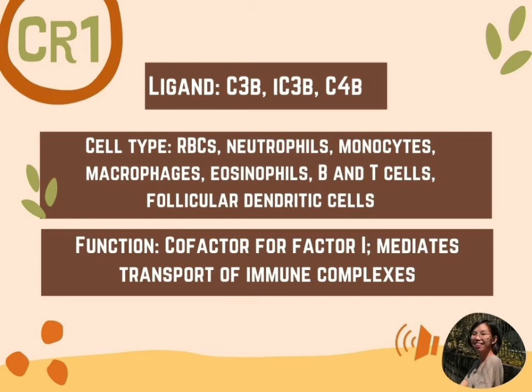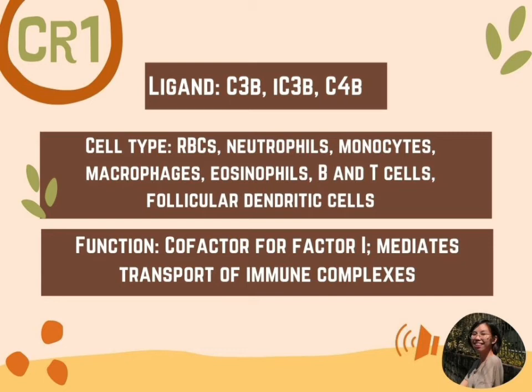So it binds C3b and C4b but has the greatest affinity for C3b. Once bound to CR1, both C4b and C3b can then be degraded by factor I. Its main functions are acting as a receptor towards red blood cells and platelets, and to mediate transport of C3b-coated immune complexes to the spleen and liver.